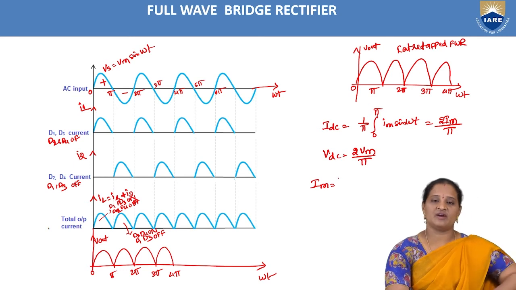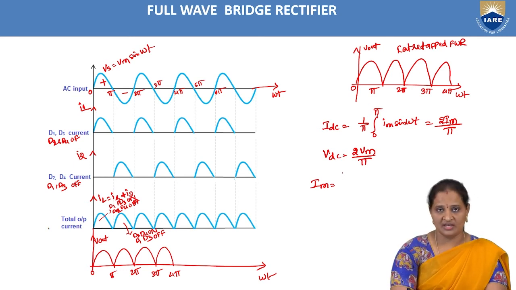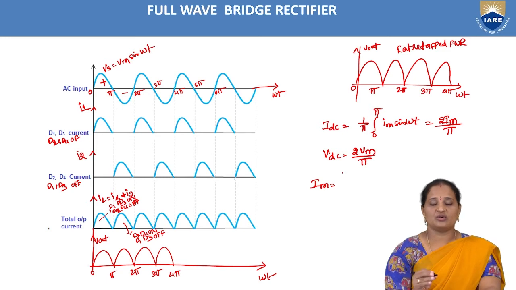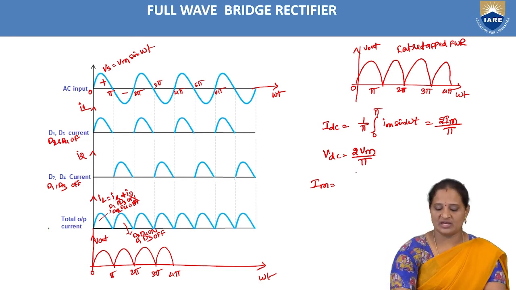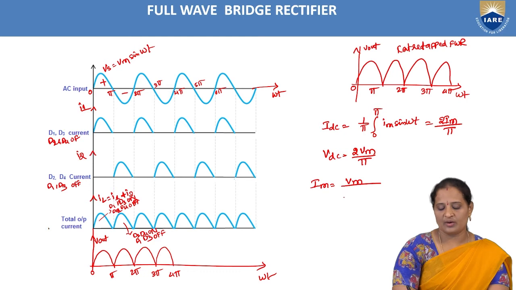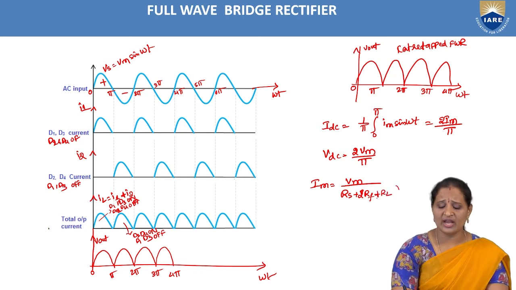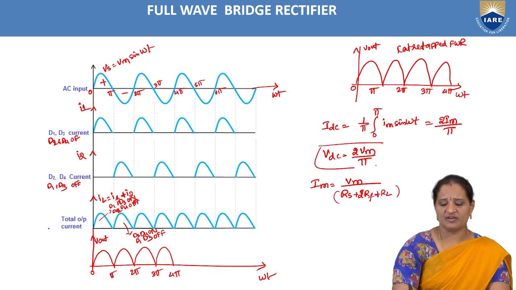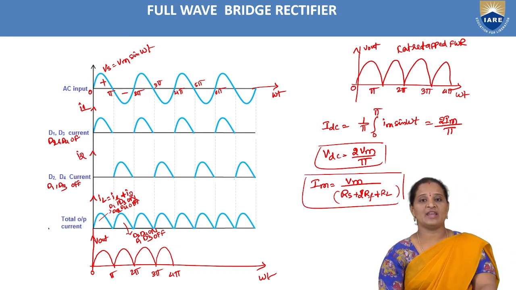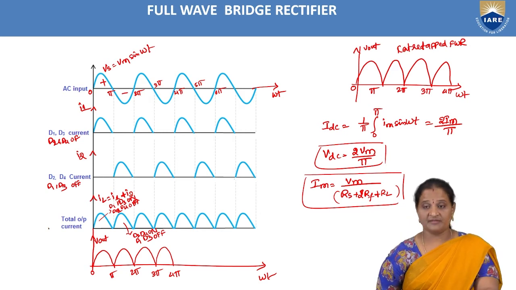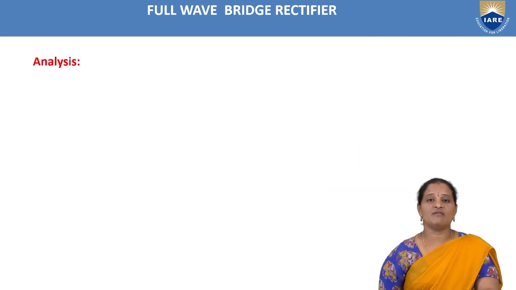Whereas in this bridge rectifier, during the positive half cycle and the negative half cycle, two diodes are conducting. So we need to take the forward resistance offered by the two diodes into effect. That is why IM is equal to VM by RS plus 2 into RF plus RL. So blindly we can say that wherever you find RF in the analysis of the center tap full wave rectifier, we need to place 2 into RF to obtain the analysis of the bridge rectifier.